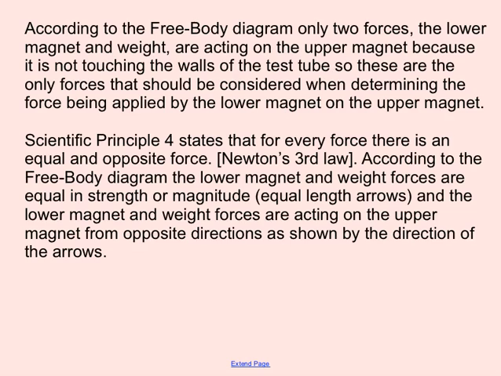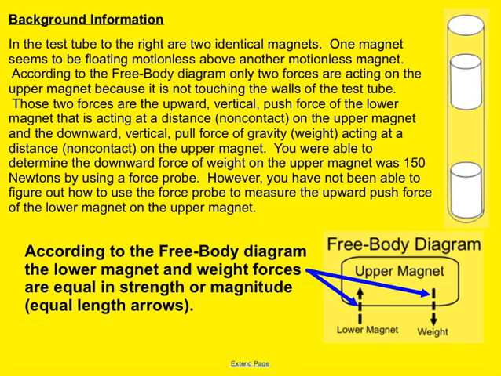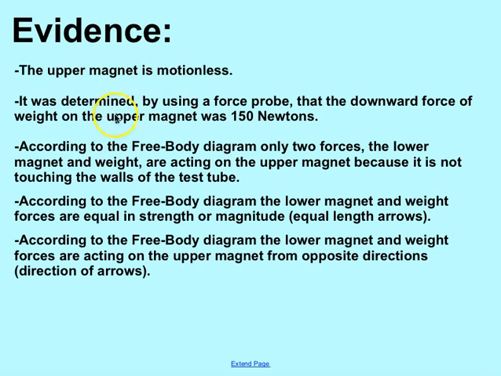So when we go back to the evidence, did I need all 5 pieces of evidence? No. I guess if I was going to go back through, these are the 2 that I was really looking for most of all. The upper magnet is motionless, and it was determined by using a force probe that the downward force of the weight on the upper magnet was 150 newtons. And these all supported these 2 big pieces of evidence. So if you didn't have all the evidence, you still could have got a proficient. If you had missed both of these 2 pieces, it was very hard to get proficient.